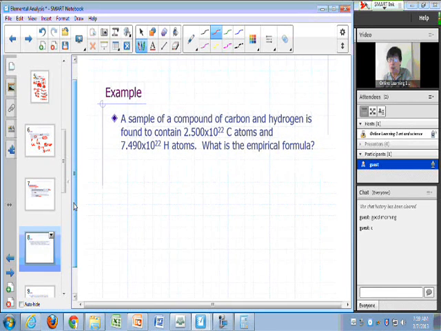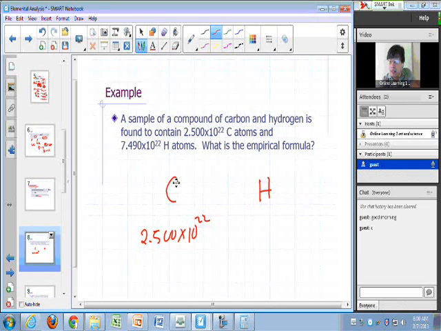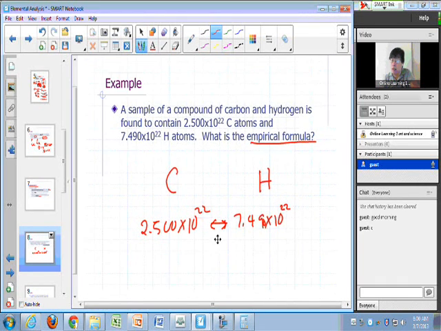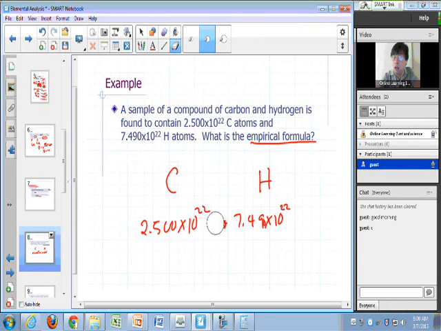So here's an example. If you have a compound of carbon and hydrogen, and let's say you did an experiment and you found that it had 2.500 times 10 to the 22 carbon atoms, that's the count for carbon atoms in that particular sample. And in that same sample, you found 7.490 times 10 to the 22 hydrogen atoms. So that's your count-to-count ratio. You're asked for the empirical formula. All you have to do then is reduce that count-to-count ratio into the smallest possible whole number ratio.